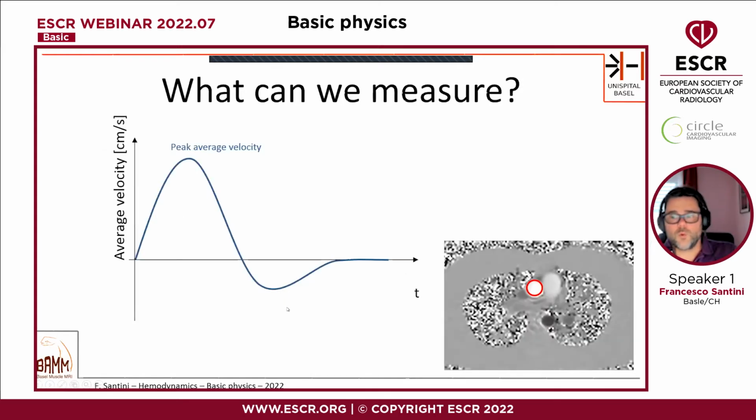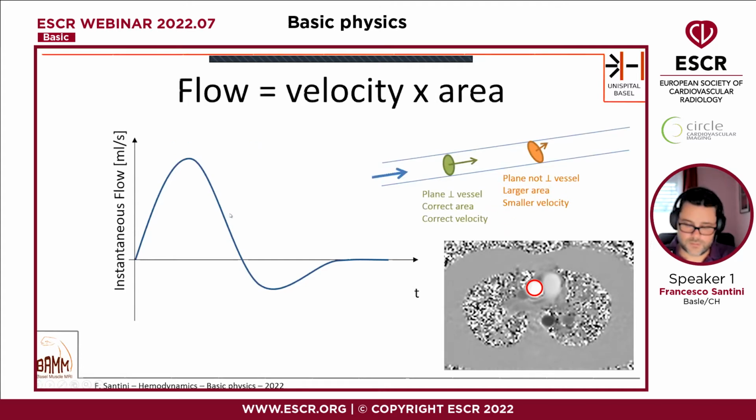So what can we actually measure now? We have done a single slice through plane velocity measurement. Well, we can draw an ROI here, and we can measure directly the velocity. We can find the peak average velocity, regurgitant velocity. If we just multiply this velocity by the area, we find something that is called the flow. This is the instantaneous flow.